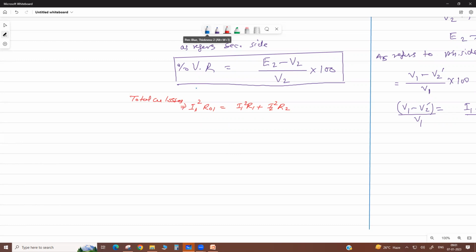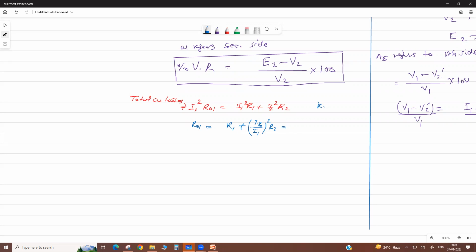This is your total copper loss. Now if we calculate R01, what is the value? I1 by I1, then it is I1 square by I1 square, it is cancelled, so it gives R1 plus, if this is divided, I2 by I1 whole square, R2.